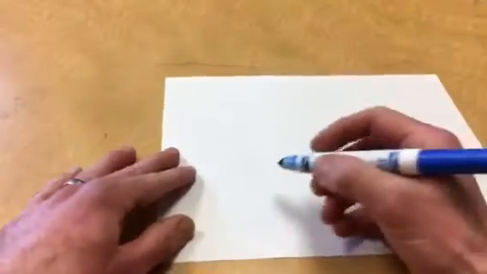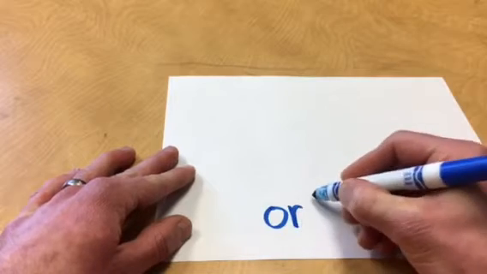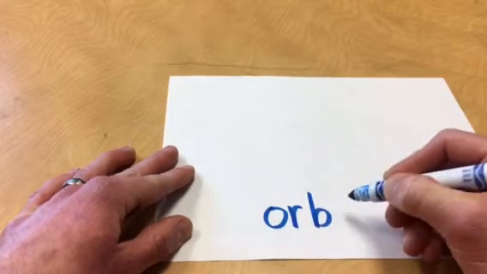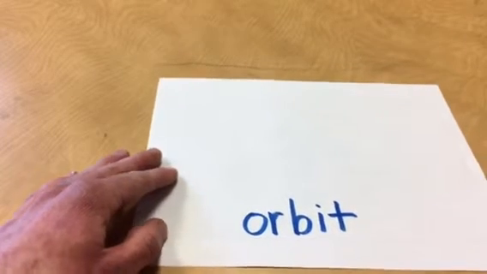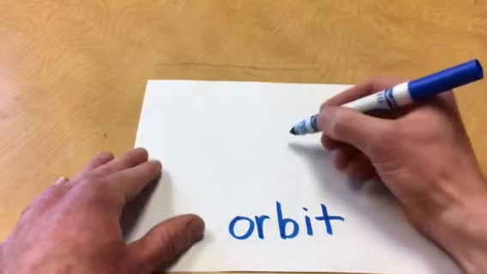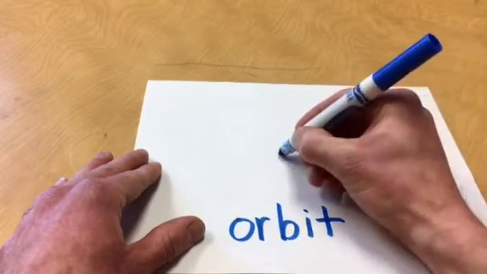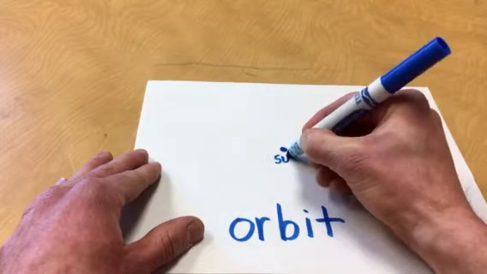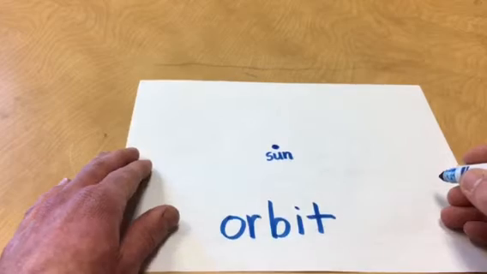Hey class, today we're going to talk about orbits. So I'm going to write the word orbit, O-R-B-I-T. And we are going to make an orbit today. First we're going to start by putting a dot right in the middle, and we're going to name that dot the sun. The sun's at the center of the solar system.